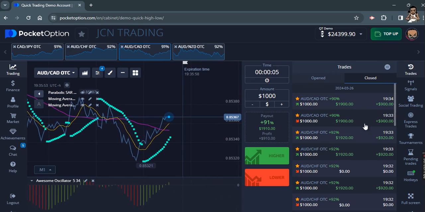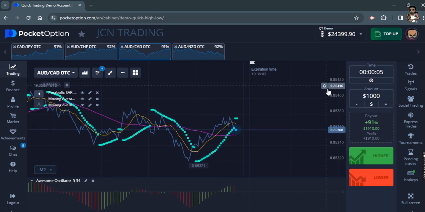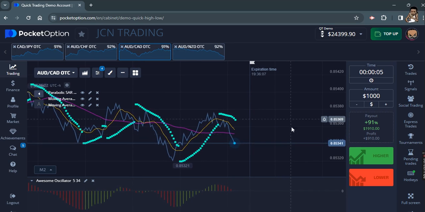Before we continue, last four trades, you guys can see one. I'm explaining a little bit what I'm doing. Now, this is the important thing. We're going to start with the Awesome Oscillator.